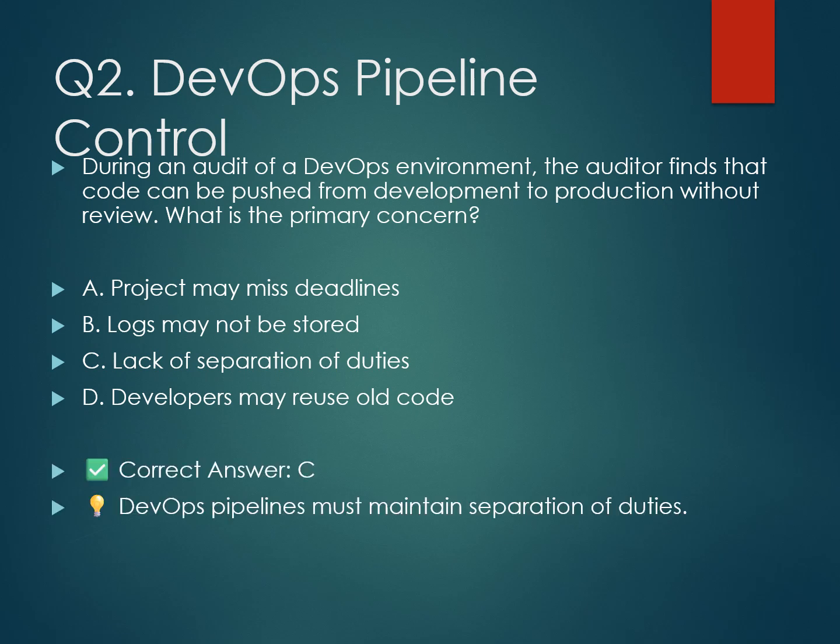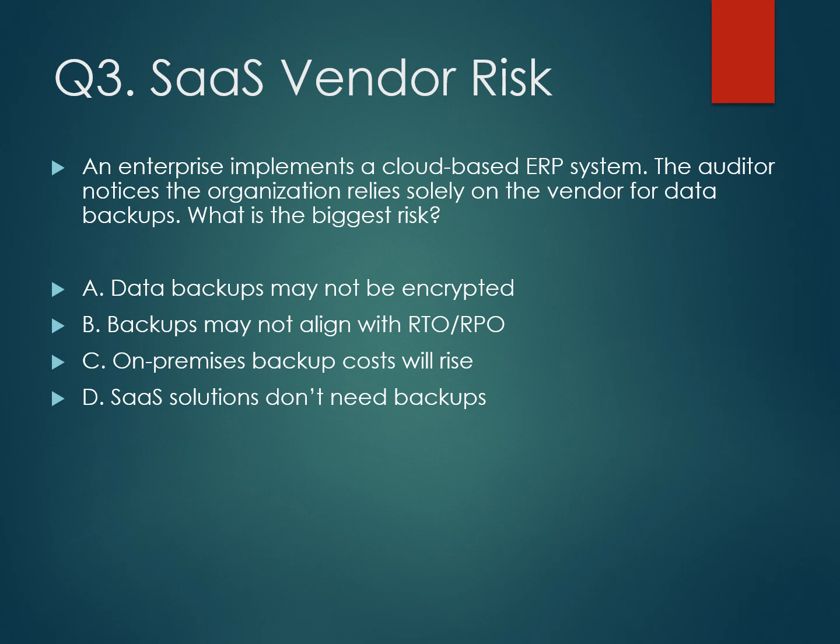Correct answer, C. Even in automated environments, controls must enforce separation of duties to prevent unauthorized changes. Question 3. SaaS Vendor Backup Risk. An enterprise moves to a SaaS-based ERP and relies entirely on the vendor for data backups.